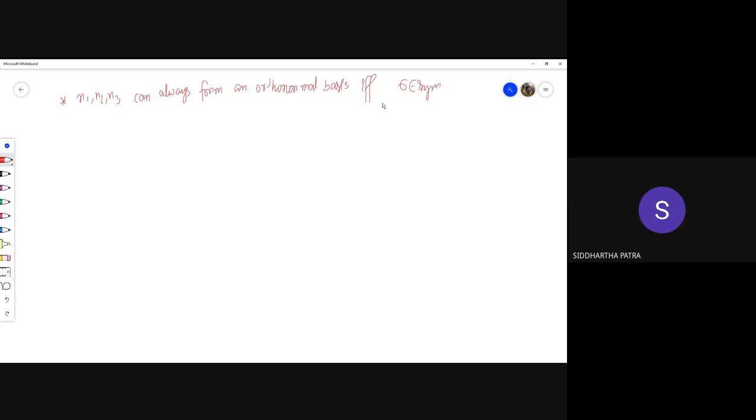Now, this symbol IFF means if and only if. For any symmetric tensor, it can be shown that its eigenvectors can always form an orthonormal basis. There is a basis of this type: n1, n2, and n3. And for this part, I would suggest you can check the book on continuum mechanics.